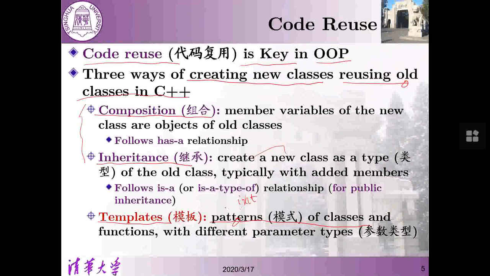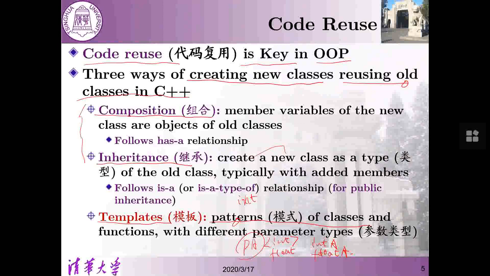We may have a pattern class A. If you give it an int, then you get an int A. If you give it a float, you get a float A. Like that. So a pattern has no parameter types, then you can provide parameter types to get new classes. So that's different, right?